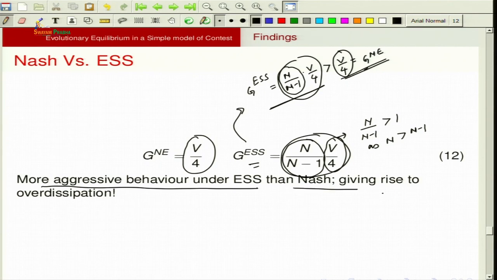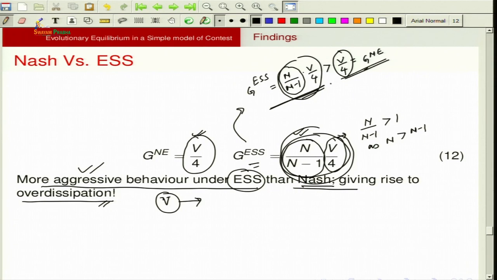This gives rise to something called over dissipation. What is over dissipation? These people are contesting for the prize value V, and they are expending a large part of this V as effort level in this contest. This value of the prize is getting dissipated. Compared to the prize value, we call this over dissipation. This over dissipation happens due to the aggressive behavior under ESS compared to Nash. Why? Because the effort level is more in case of ESS. So this is one finding.